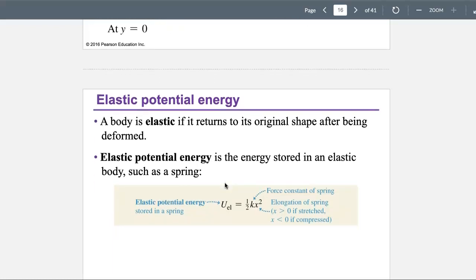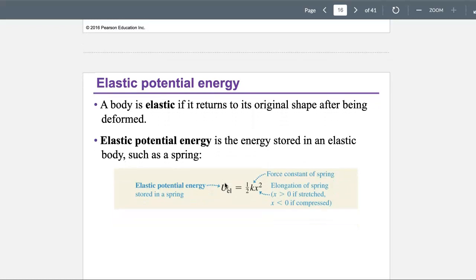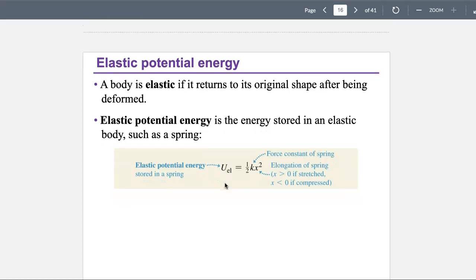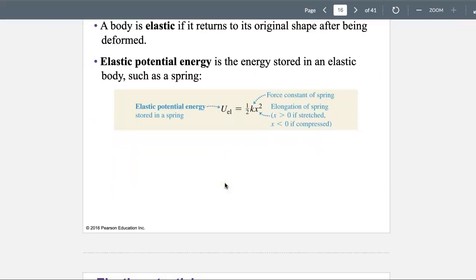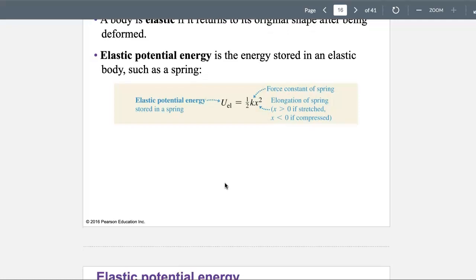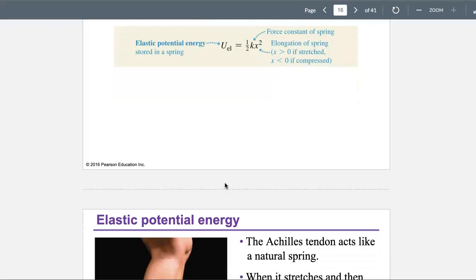The elastic potential energy is related to changing the shape of the spring, which means it was stretched or it was compressed, and the elastic potential energy is going to be 1/2 kx squared, where x is going to be the stretch or the compression in the spring.